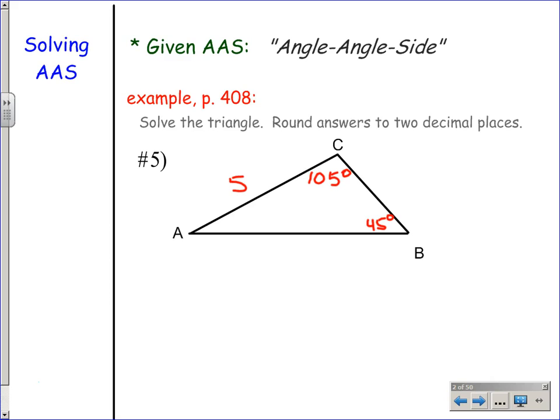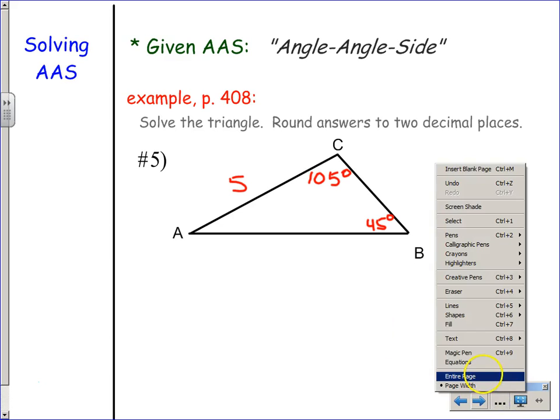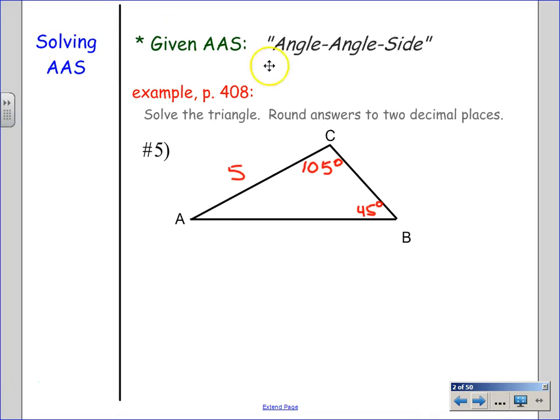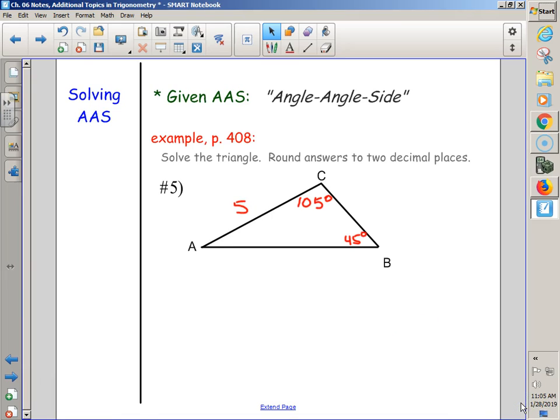But we need to solve the triangle, aka find everything that's missing. Solve the triangle, find everything that's missing. So let's develop a strategy. We're missing 1 angle and 2 sides. What do you guys think we're going to go looking for first? Angle. Sure, sounds great because it's easy. Doesn't mean you have to, but you can.